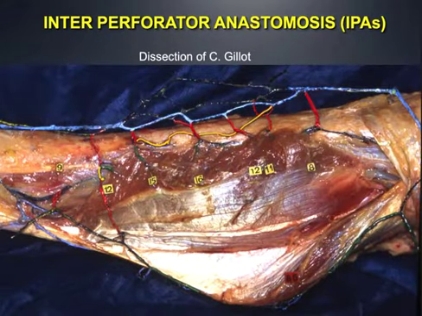Here we can see the image of this interperforator anastomosis, which is connecting in yellow all the perforator veins of the leg. All these elements are below the aponeurosis. And you can also see the hemodynamical levels of these perforators marked in yellow labels, which are always the same for a specific tibial length.